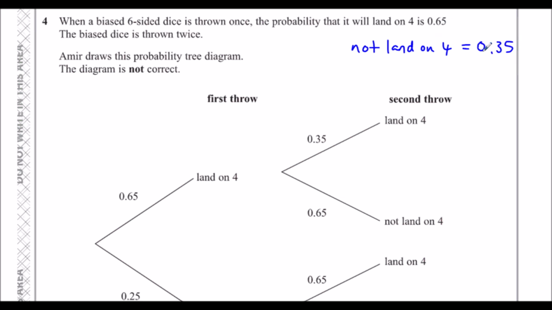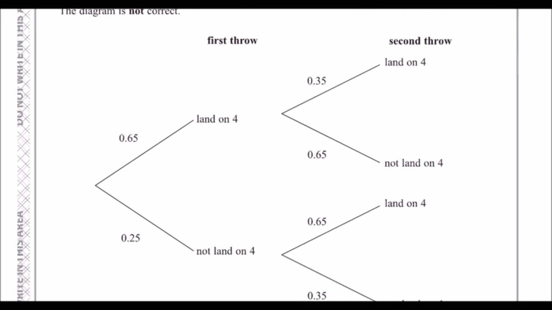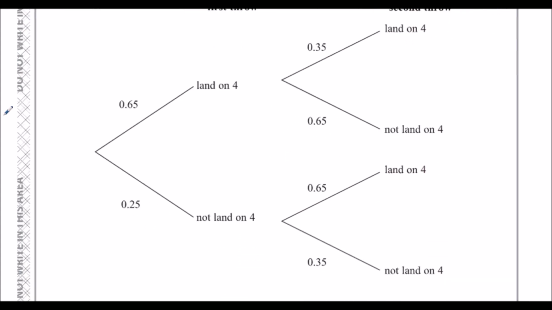Because the two probabilities have to add up to one whole. So Emil has drawn the tree diagram and he's made mistakes. Where are they? So the not land on four on the first throw, he's got wrong. He's put 0.25. It should be 0.35.